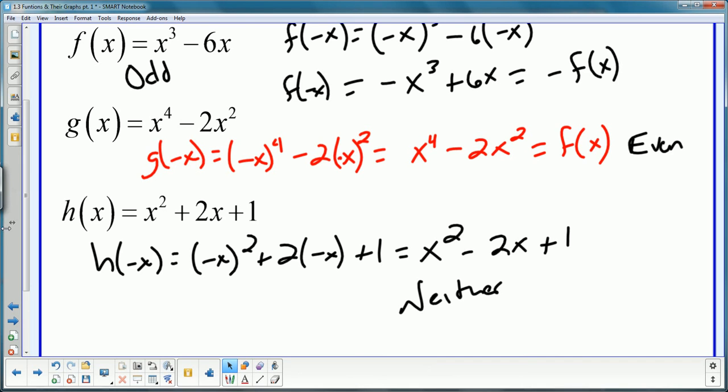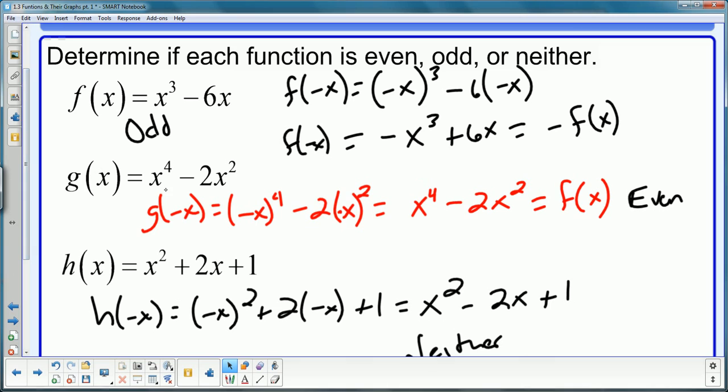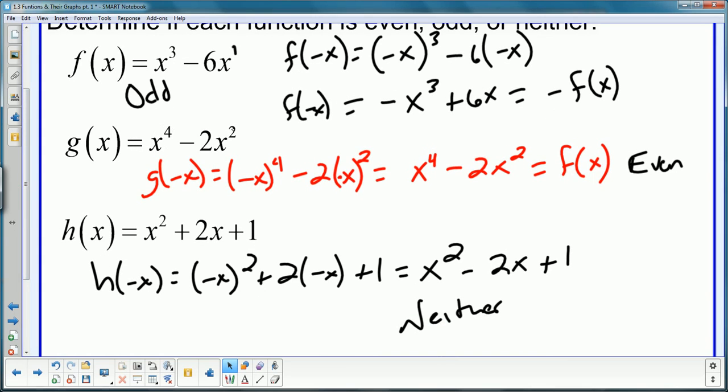Okay, one trick that actually makes this much easier than plugging everything in, and this is technically what we're doing, is plugging everything in, but you'll notice for an odd function, it had all odd exponents. So odd functions have nothing but odd exponents. Even functions will have nothing but even exponents. They could also have constants. So if I had like a plus 7 here, that wouldn't have changed anything. It would still be even.